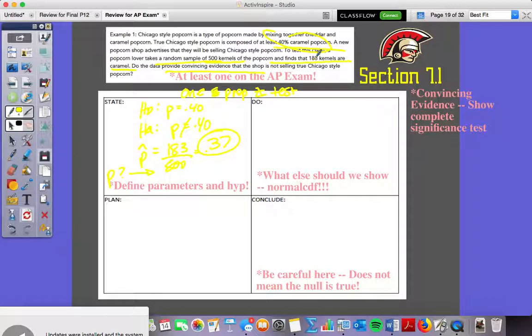In the plan phase, make sure you hit your 3: random, normal, and 10%. And make sure you put the name of the test when we have it: one proportion z-test. On the do phase, make sure that we have our mean. Our mean would be 0.4. You say, Coach, why is that? Well, mu of p hat would actually be equal to p, and we're assuming that 0.4 is actually true.